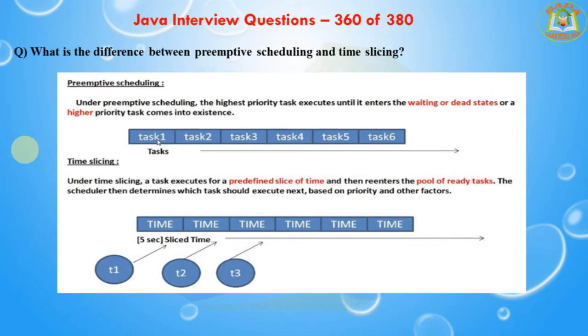Coming to time slicing, the task executes for a predefined slice of time and then re-enters the pool of ready tasks. The scheduler then determines which task should be executed next based on the priority and other factors.